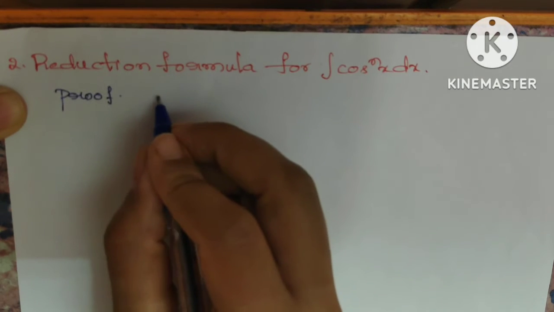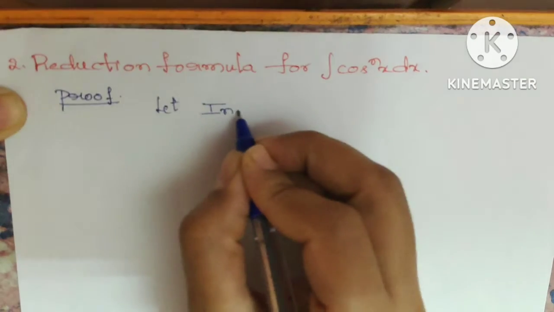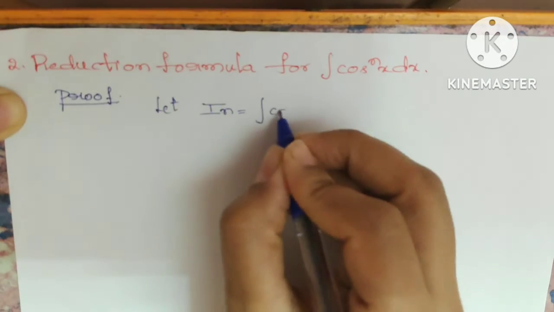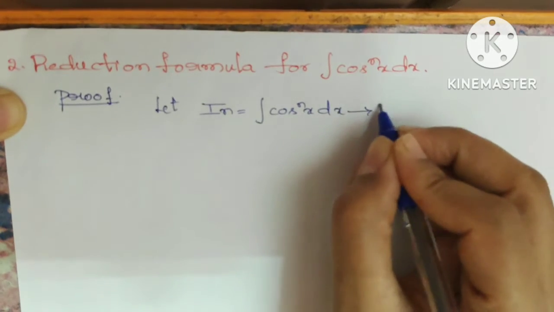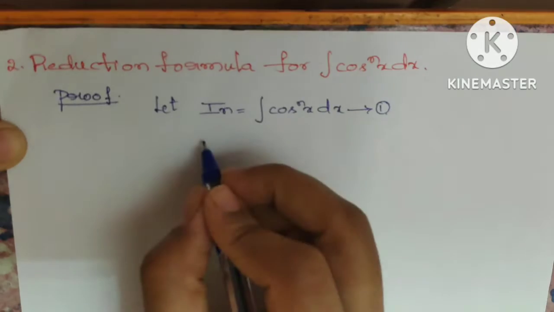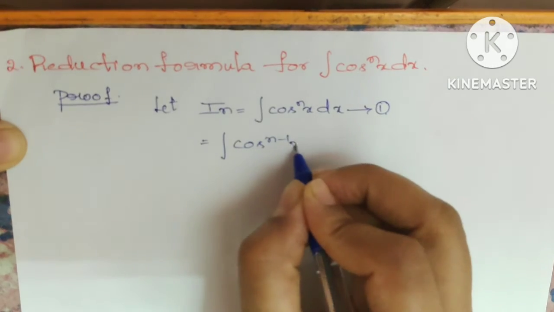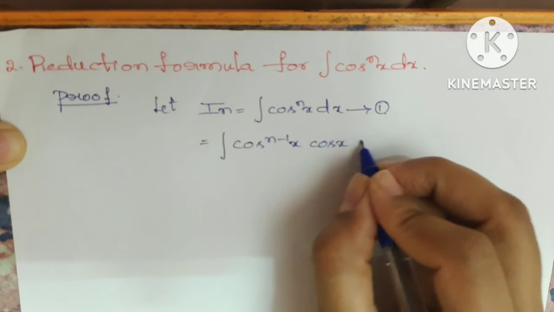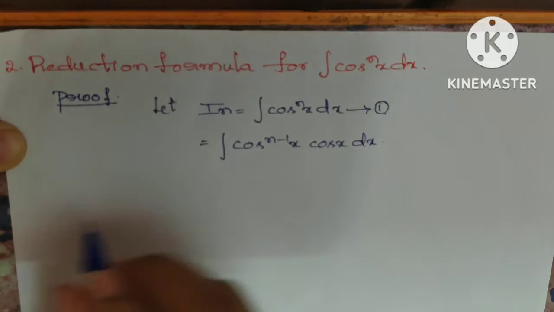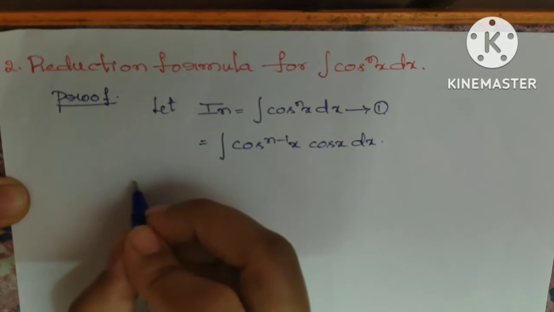Let us assume In equals integration of cos power nx into dx. Let it be equation 1. Here this equals integration of cos power n minus 1x into cos x into dx. Now to this integral I'll apply integration by parts.